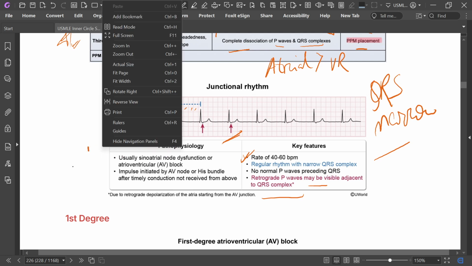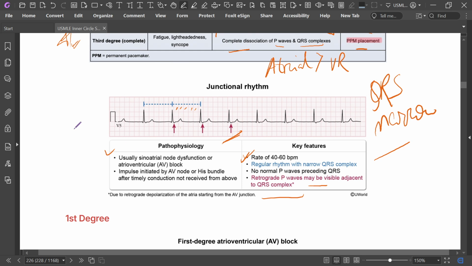In junctional rhythm, there is usually SA node dysfunction or AV block. An impulse is initiated by the AV node or bundle of His after timely conduction is not received from above, due to retrograde depolarization of the atria starting from the AV junction.